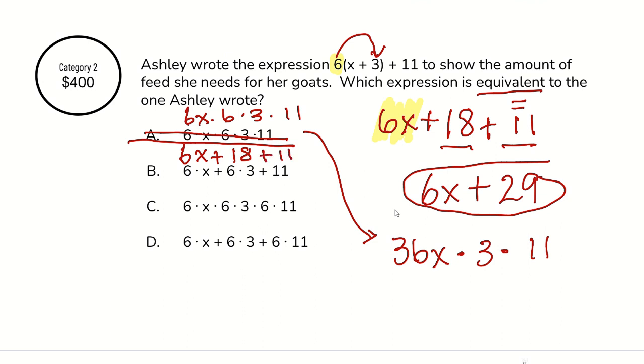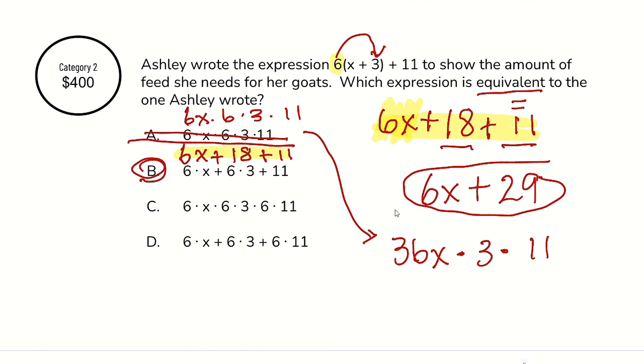Plus 11. Hey, Miss Kim, it looks exactly like the one we had on top. Right here matches this right here. So that means they are equivalent. They're equal.